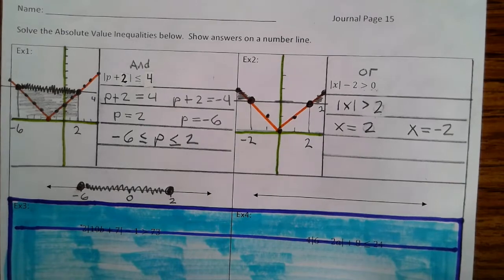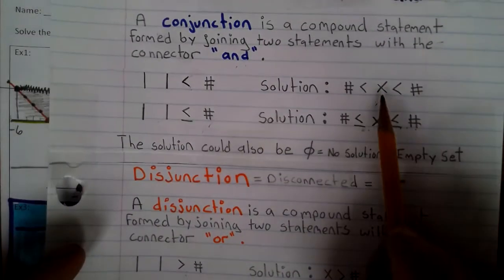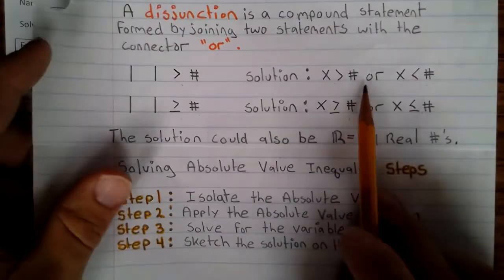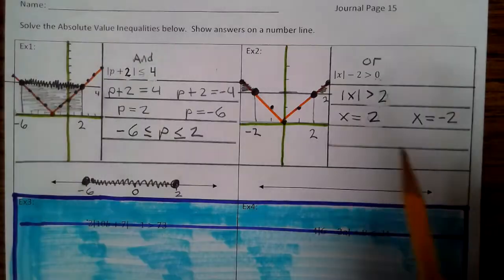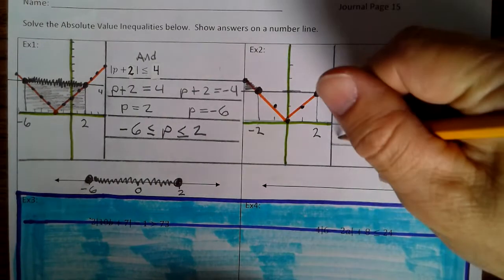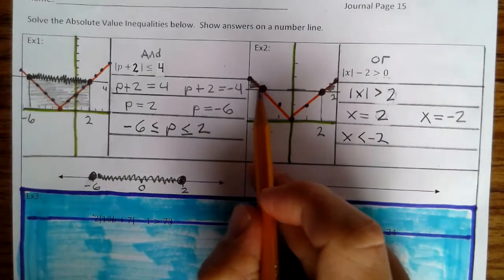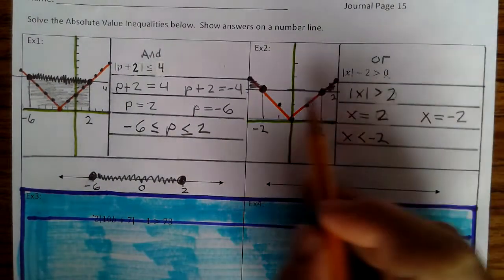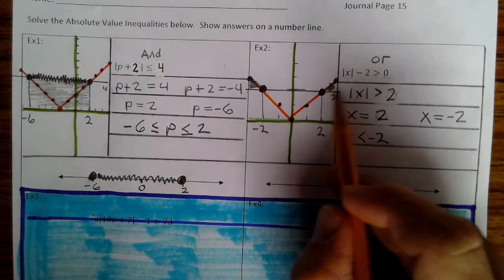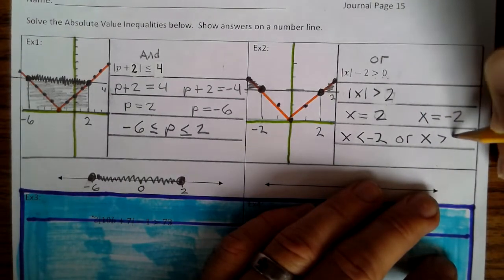Okay. So we know this is an or statement, so we go to our notes. So we're here, or sorry, here, right? So we know that x is less than -2, right? Because this is x is less than -2. And this is x is greater than 2. So x is less than -2 or x is greater than 2.